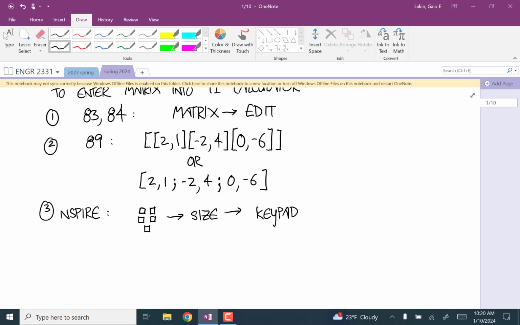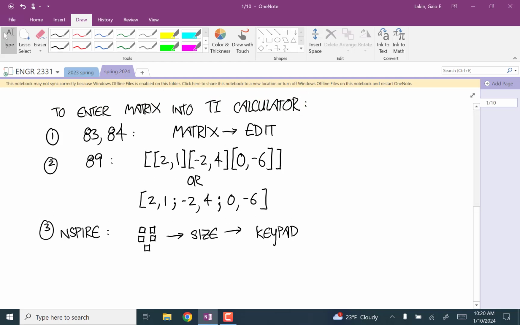Well, first of all, does anyone have a graphing calculator other than a TI calculator? An HP or something? Okay. Well, after class, try to enter, make sure that you can get this working.